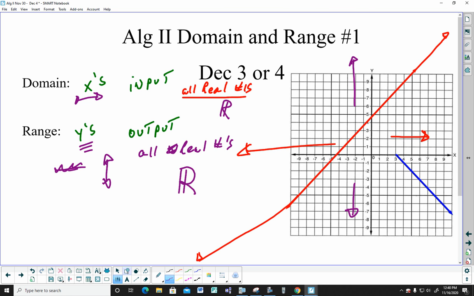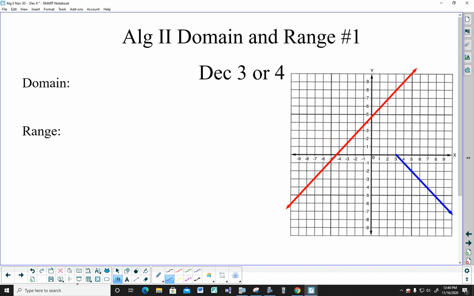The blue one. The blue one's a little bit different. It starts here and goes all the way down. So if I'm looking at domain, it starts at 3 and goes as far right as I want. Domain is left to right. So it's starting at 3 and goes all the way to the right. So that means x is greater than or equal to 3. I'm assuming it's closed, so it has equal sign.